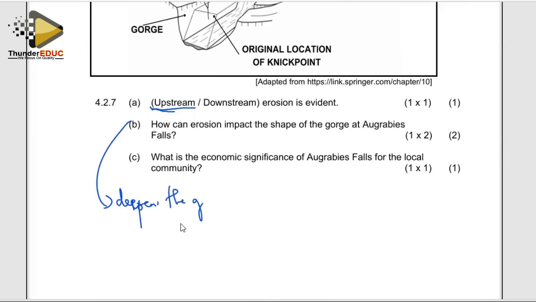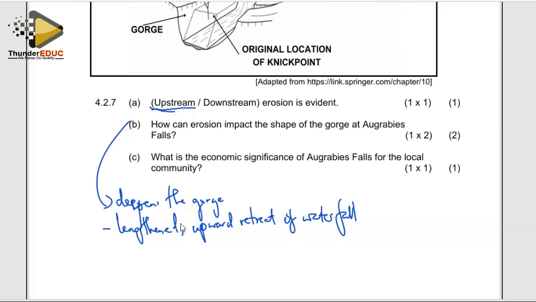the gorge. As there's vertical erosion, the gorge also becomes deeper. That is one aspect. And also the gorge is lengthened because of upward retreat of the waterfall. The waterfall keeps on eroding up the stream. So it means also the gorge will be lengthened. As the waterfall retreats upwards, the gorge also elongates.